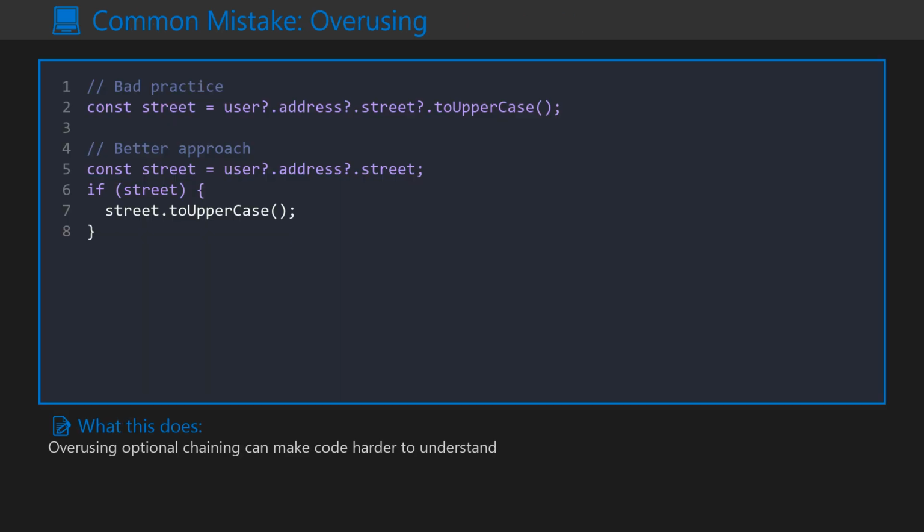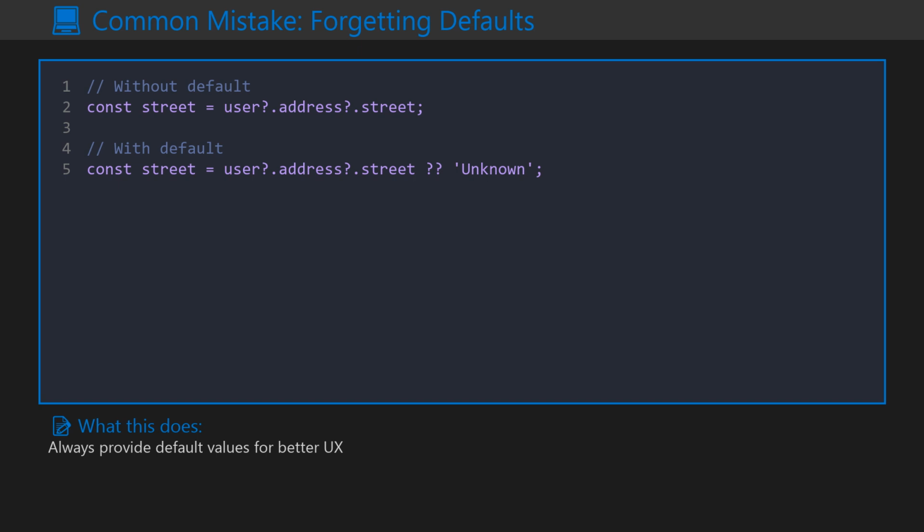One common mistake is overusing optional chaining. Here we're trying to call toUpperCase directly on the result of optional chaining. While this works, it can make your code harder to understand. A better approach is to first store the result in a variable and then perform operations on it if it exists. Another common mistake is forgetting to provide default values.